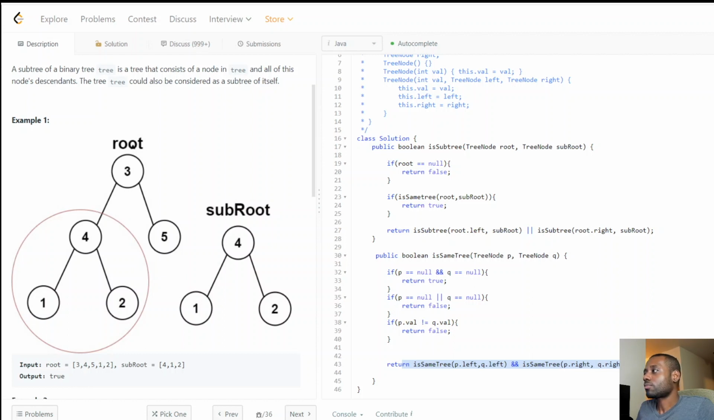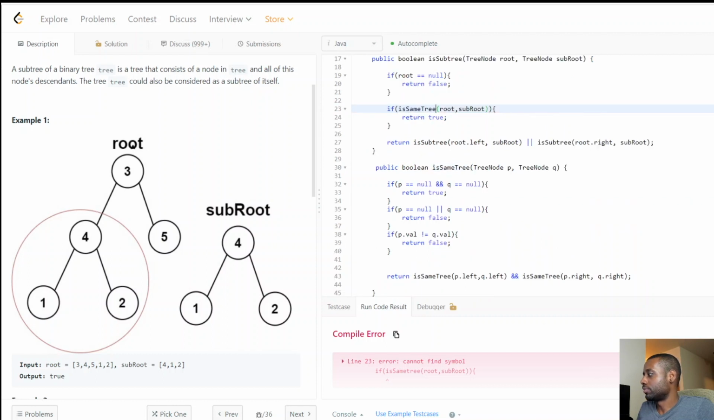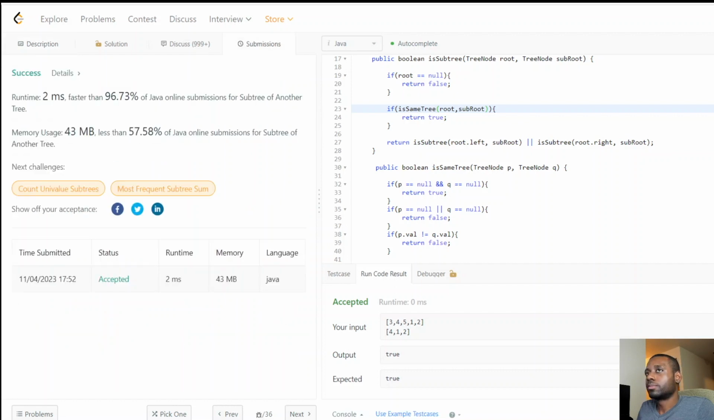For every subtree we encounter, we do a potential check to see if it's the subtree rooted at this node. Is it the subtree that we're looking for? If it is, return true. If not, we keep checking our left side and our right side. So let's see if we're in good shape. All right, my spelling was wrong. My bad, small mistake. Looks good so far. Let's press submit. Awesome, guys, we're able to pass all the test cases.